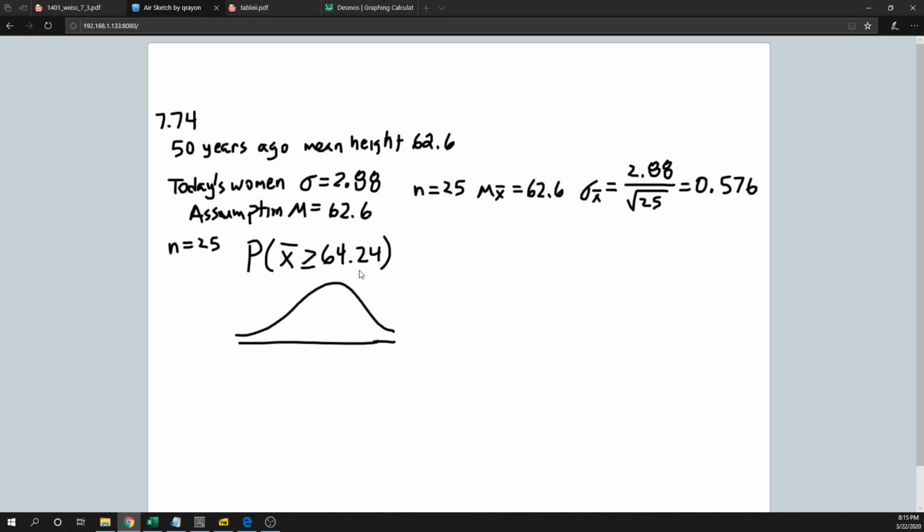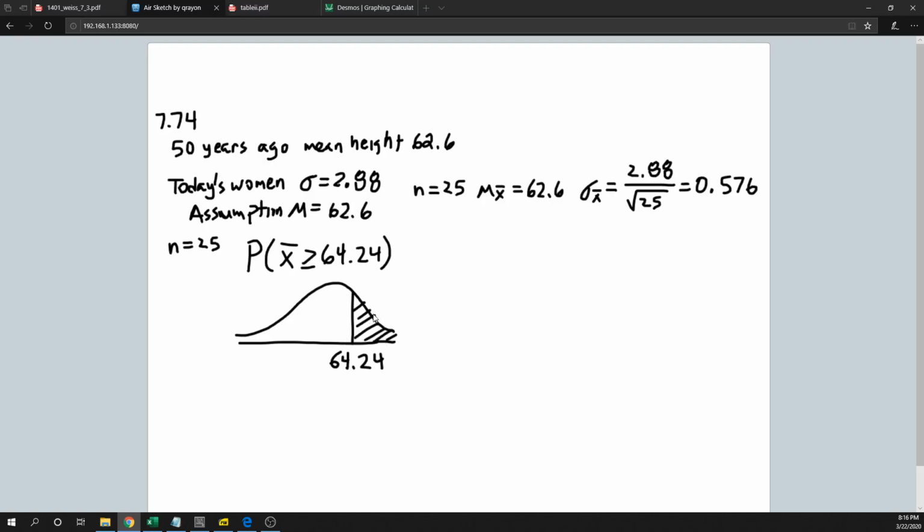And just roughly figure out where 64.24 would be located. We know that the peak or the hump of this thing is right at 62.6. So that would mean that 64.24 would be slightly to the right of that. Although it doesn't make a huge amount of difference, I just like to draw the picture so that it is fairly accurate, or at least looks right.